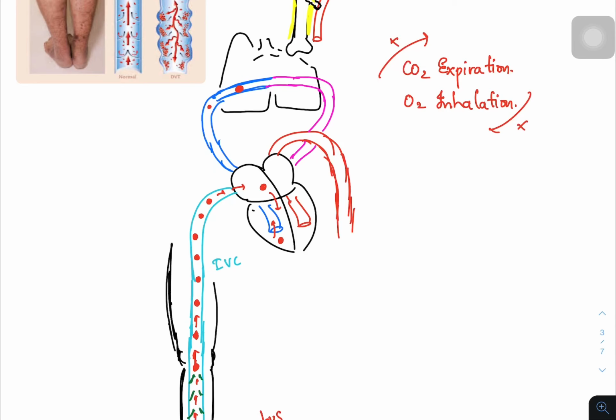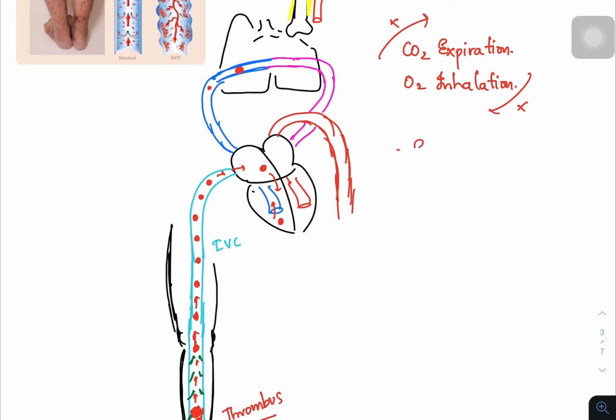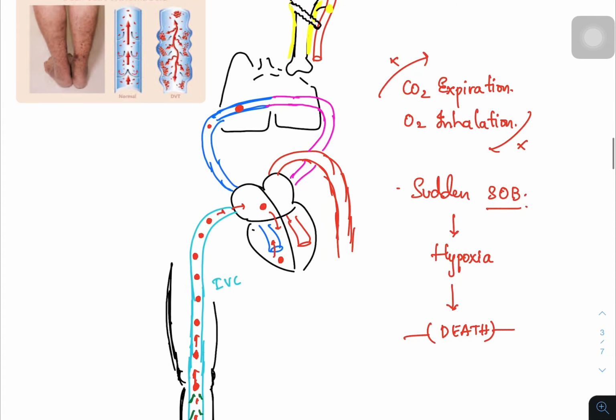So in this case, the patient, of course, will have sudden onset of chest pain. He might have sudden onset of shortness of breath, SOB. So obviously the patient will have hypoxia. When the patient has hypoxia, at the end he'll die. Die is a rude word, let me write it as death. We are doctors, right? So there is a death of the patient.